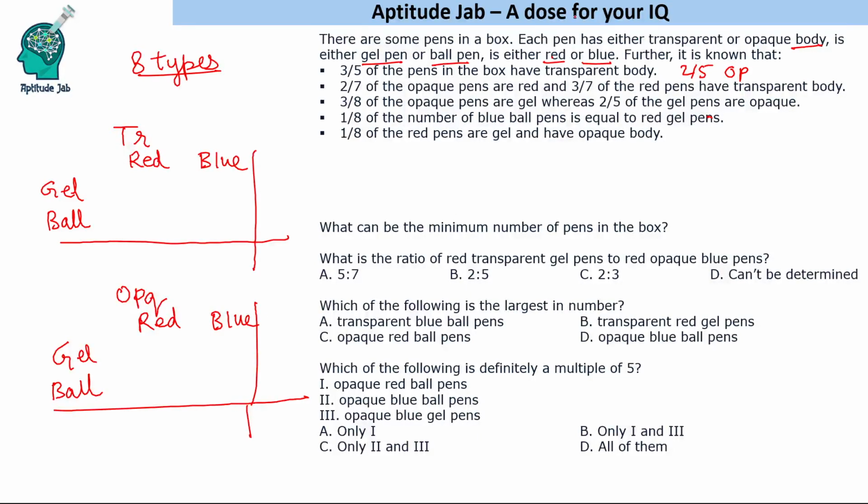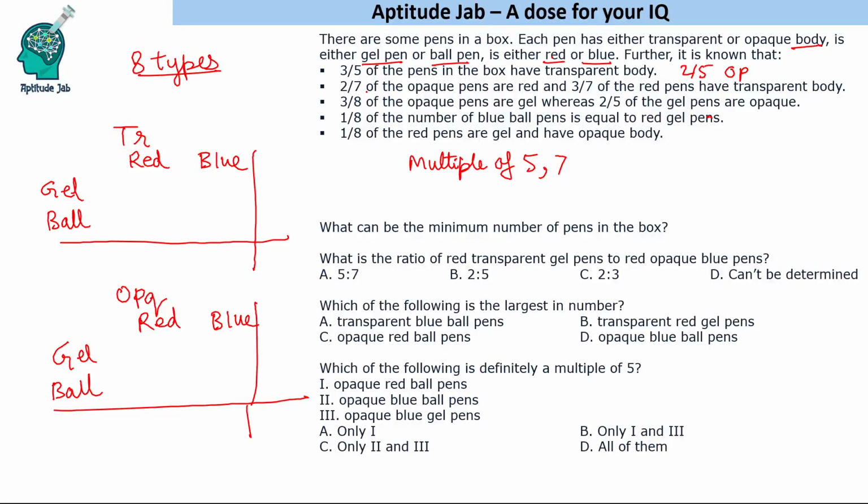Now we are given 3/5 of the pens have a transparent body and 2/5 have opaque. So that means the number should be a multiple of 5 because the number of pens has to be an integer. Now 2/7 of opaque pens are there, and 2/7 has to be an integer, so it should be a multiple of 7 also.